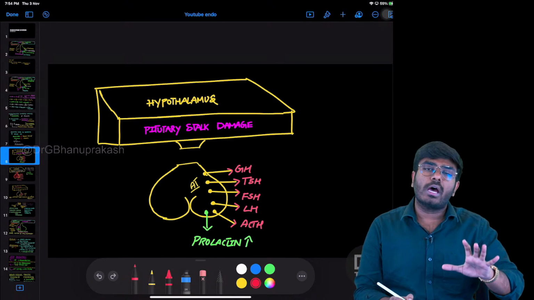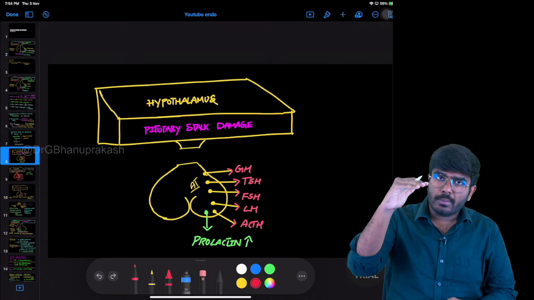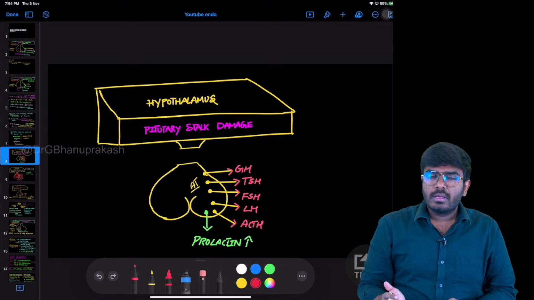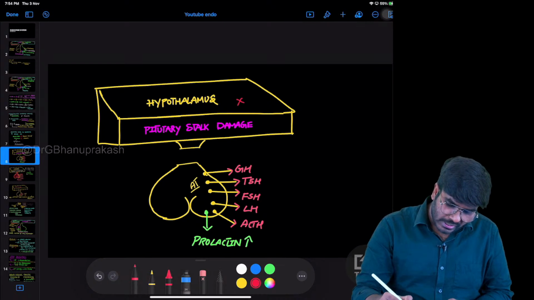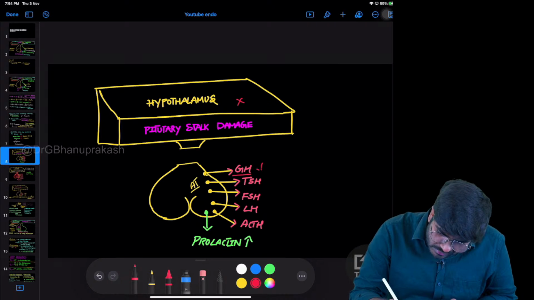Now what will happen to the hormones? Usually from the hypothalamus, releasing hormones come to the anterior pituitary. Now there is no connection between the hypothalamus and the anterior pituitary. What happened to growth hormone? Growth hormone levels are coming down. Why?